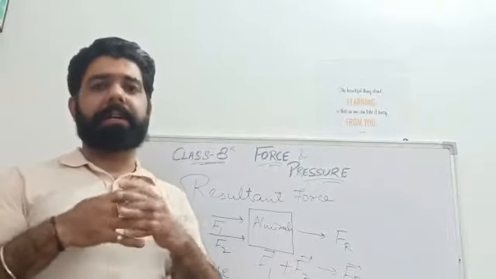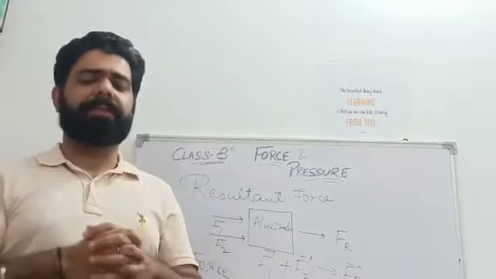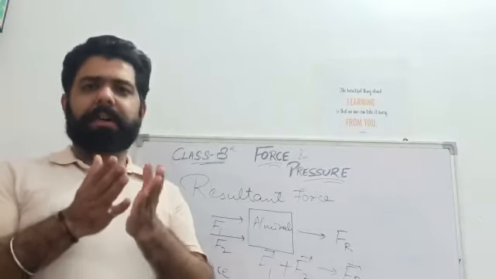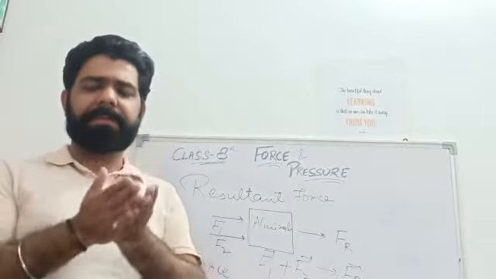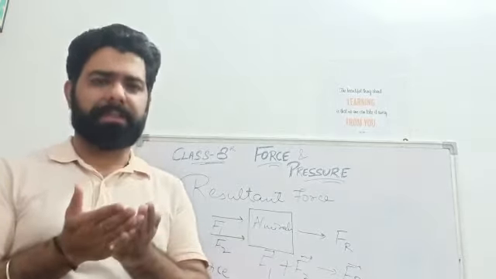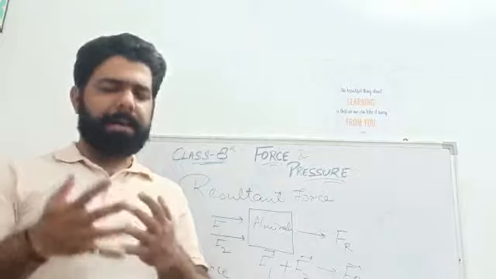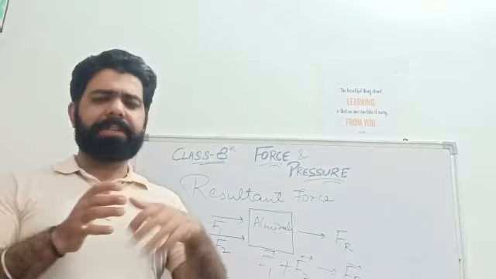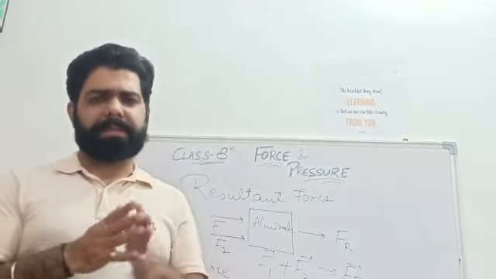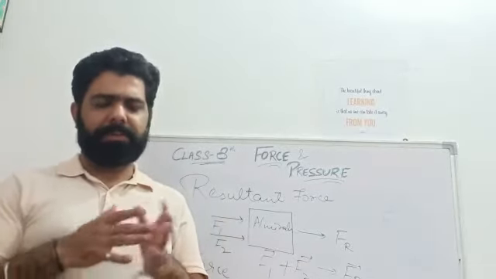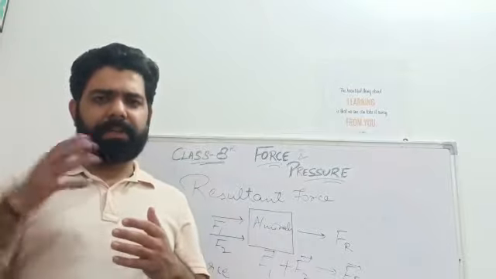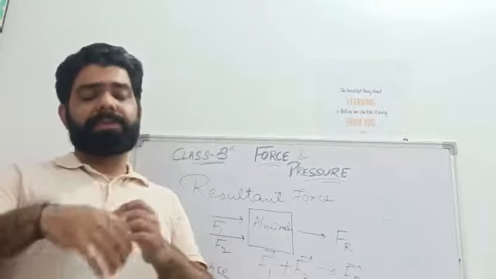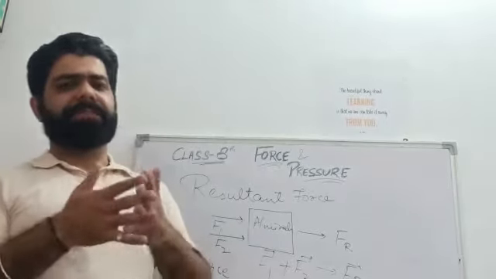Now the next contact force, which is new to you, is called friction. Friction is a contact force. Friction basically is a force which opposes the motion of an object. For example, when you roll a ball on the ground, after some time it will stop, it will come to rest. Why is it so? Have you ever thought about why? Yes, it is due to friction. Friction is a force which opposes the motion.